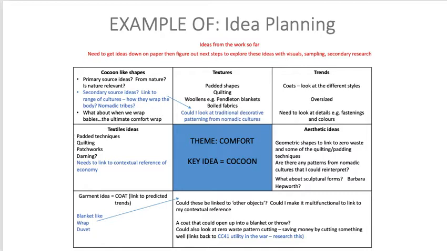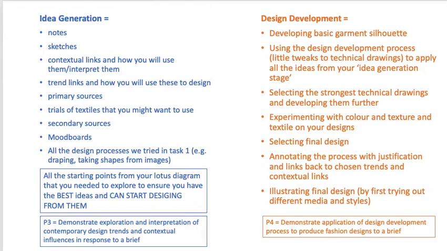So we've prepared our ideas, we've figured out the direction we're taking, we now need to take it in preparation for the next steps. So I've done a recap here of the things that we need to be doing. These are in blue. This is the idea generation section. This is all for P3. So if you have a look in the bottom box, P3 says that we need to demonstrate that we've explored and interpreted design trends and contextual influences in response to a brief. Our brief is protection, comfort or cheerfulness.